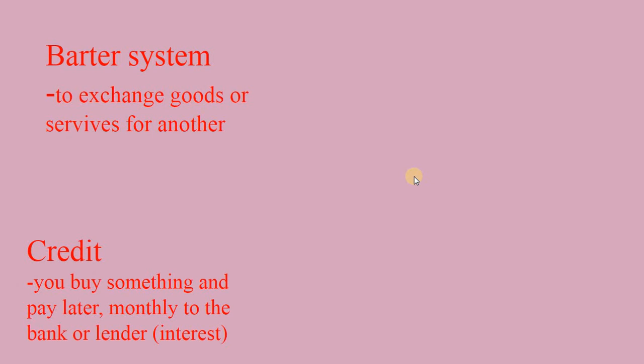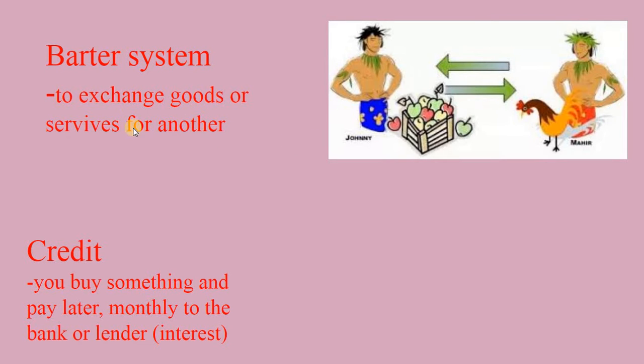But there are also two other ways to get goods or services. One is the barter system. What is the barter system? The barter system is a system where you exchange something that you have to someone else and they give you something they have. So you exchange goods or services for another.